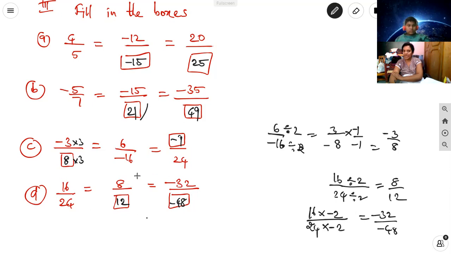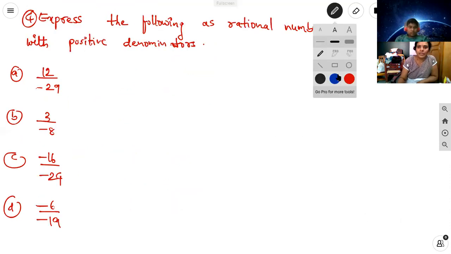So these three are equivalent fractions. Equal fractions like these are said to be equivalent fractions. Okay. Fourth question.